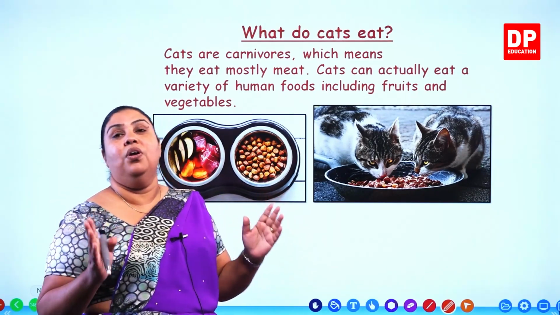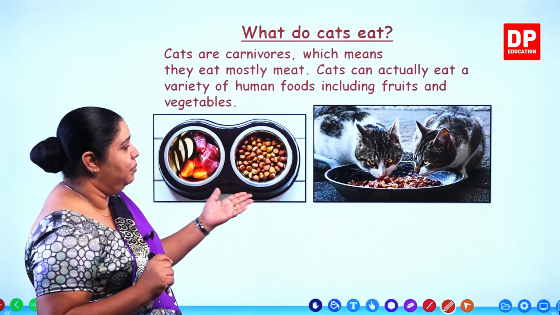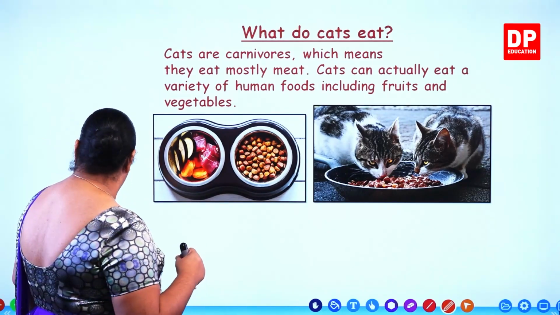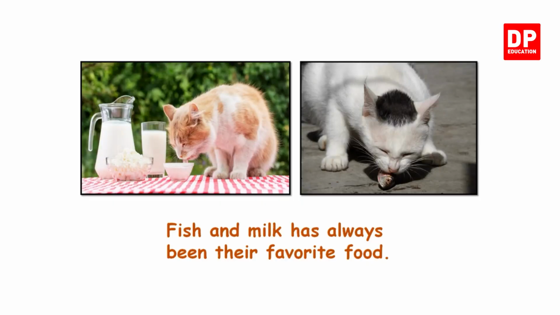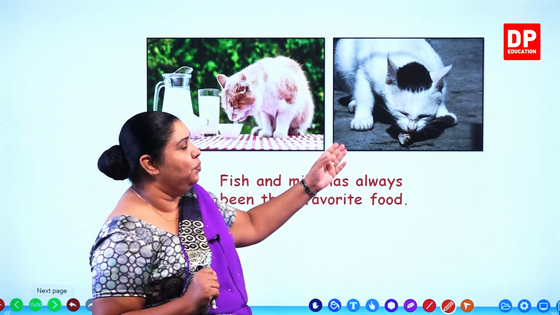Vegetables, fruits and all of that they will eat. Can you see? When we feed the cats, we give them almost anything and they will eat whatever we eat. And fish and milk has always been their favorite food. They love to drink milk and they love to eat fish.